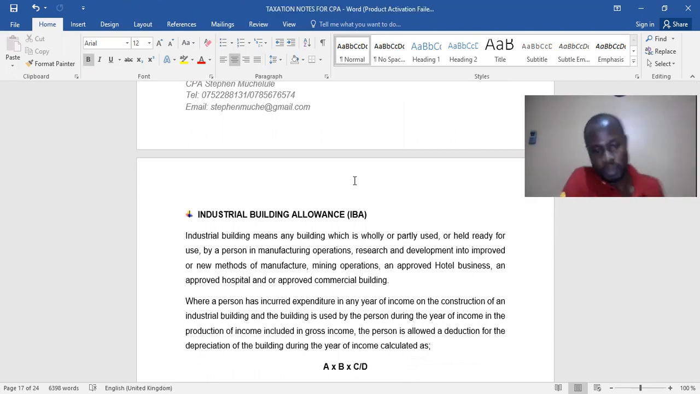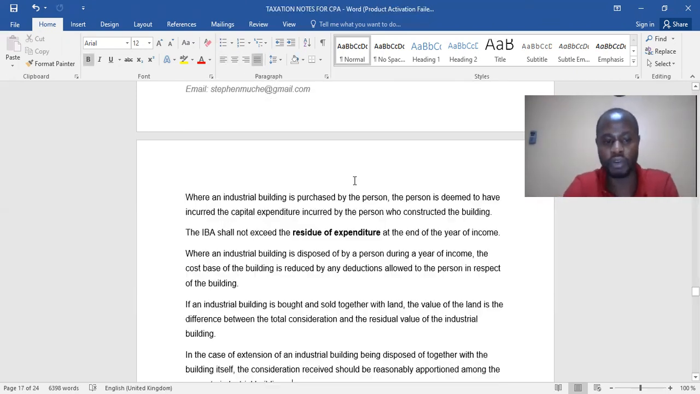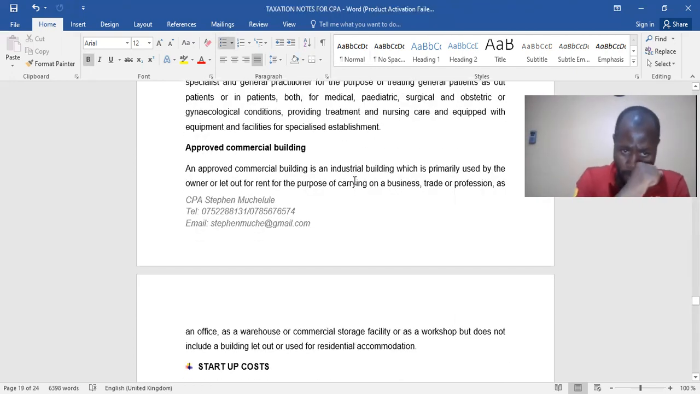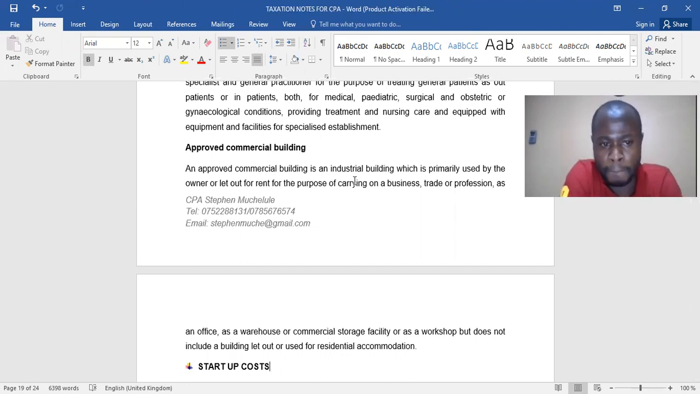So approved commercial building will not qualify, and we have just said that an approved commercial building is an industrial building which is primarily used by the owner or let out for rent for the purposes of carrying on a business, trade, or profession, as an office, as a warehouse, or commercial storage facility, or as a workshop, but does not include a building let out or used for residential accommodation.